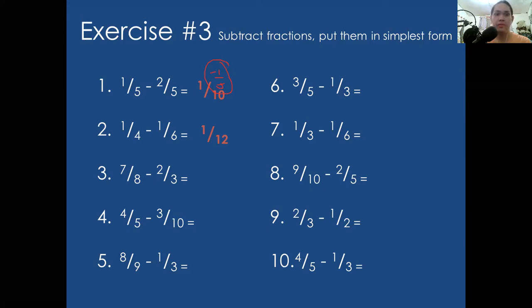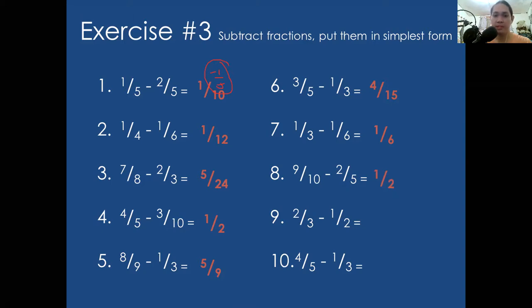Number 3, we have 5 over 24. And for number 4, you have 1/2. And for number 5, that gives you 5 over 9, since 9 is the LCD. For number 6, you have 4 over 15. It's obviously the LCD is 15. And for number 7, the LCD is 6. That gives you 1 over 6. And number 8, the LCD is 10. So it gives you 1/2 as its simplest form.